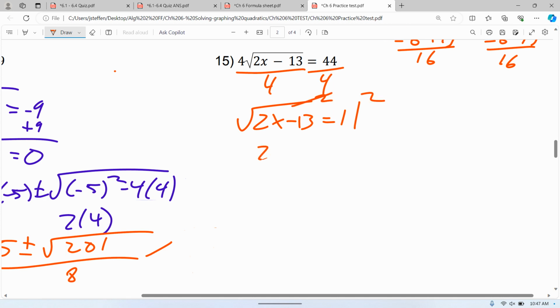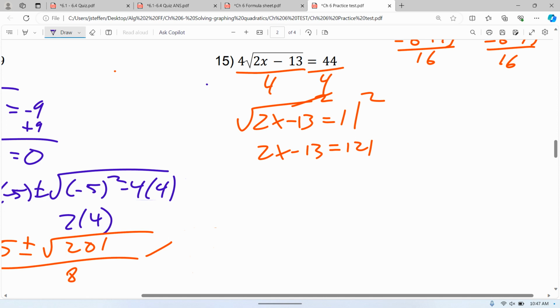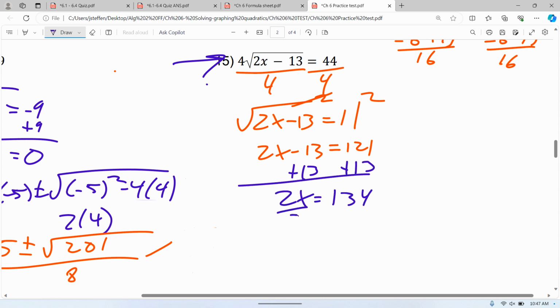And now this one, we do not need plus or minus because this is not a quadratic. It's not squared anywhere, so we only get one answer. 2x is equal to 134. Divide both sides by 2. X is equal to 134 divided by 2, which is 67.